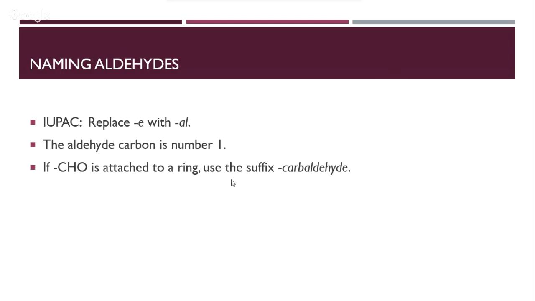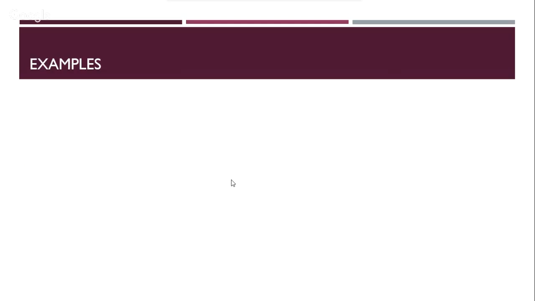The aldehyde carbon is numbered with a preference. The CHO, whenever it is attached to a ring, is called a carbaldehyde. Okay, so let's look at a few examples. You will realize that there are how many carbon atoms? 1, 2, 3, 4, 5. So this is nothing but pentanaldehyde, or simply pentanal.